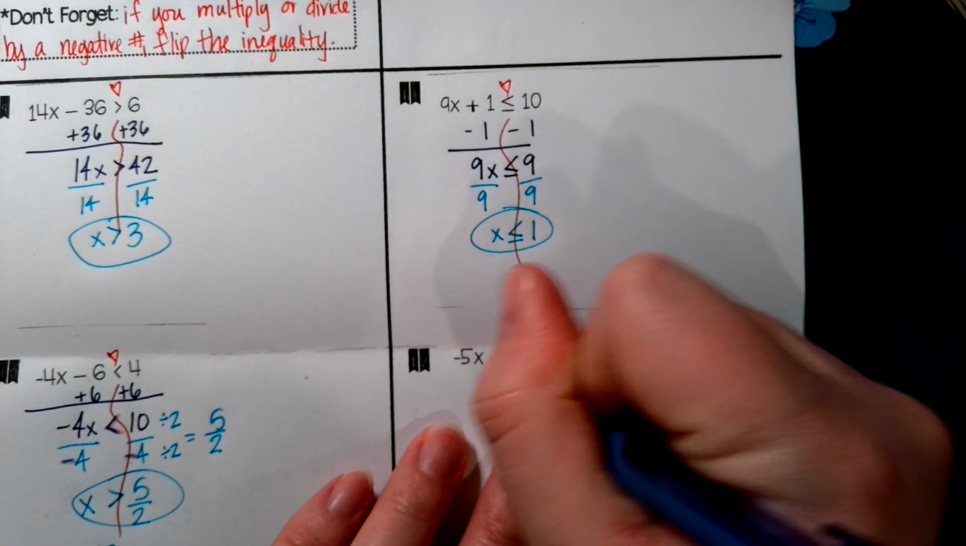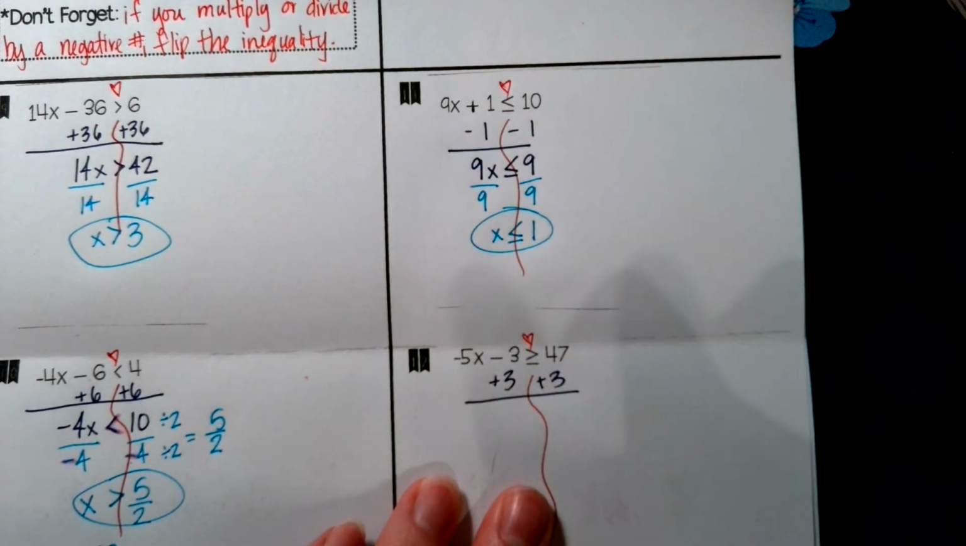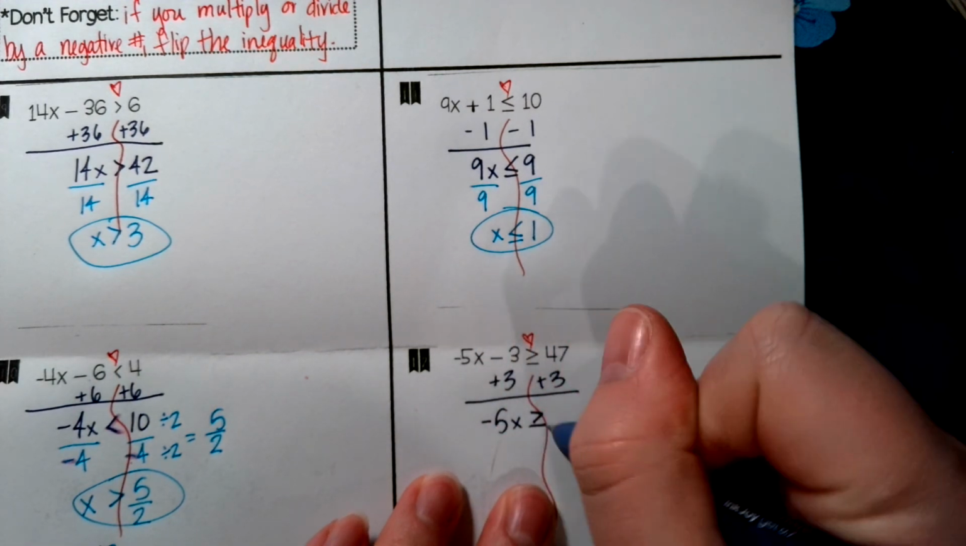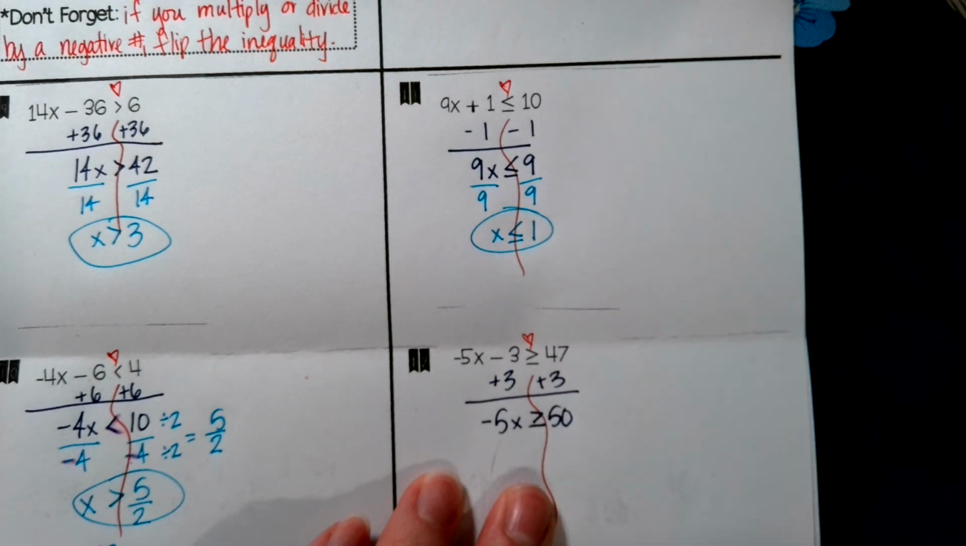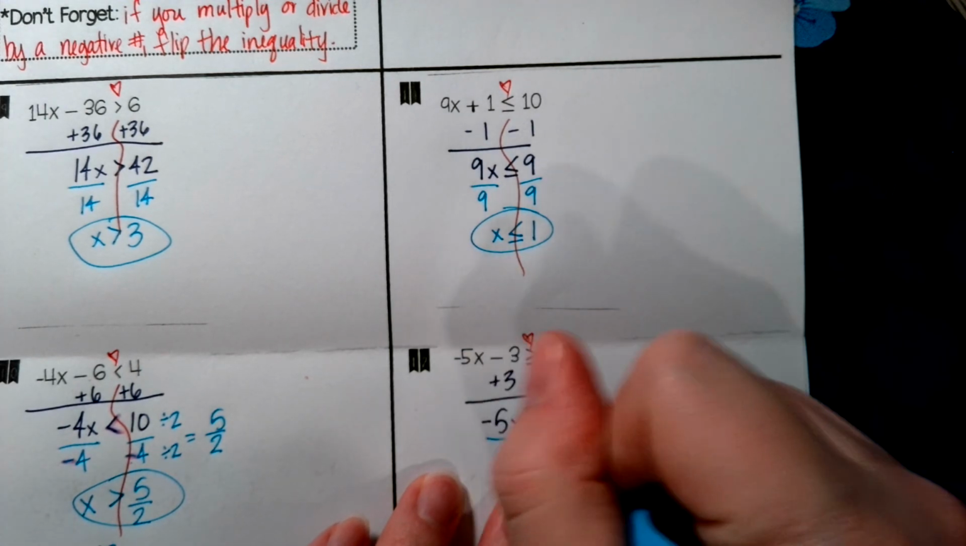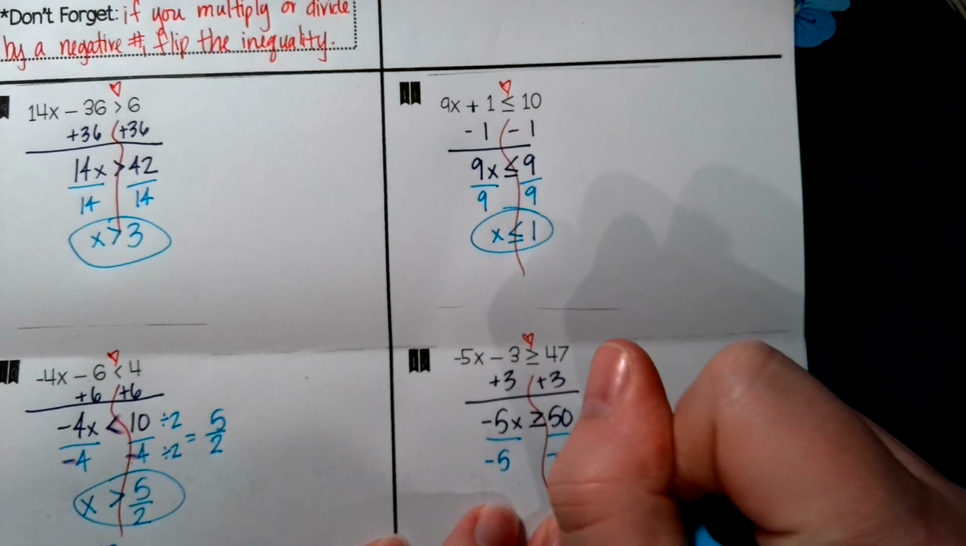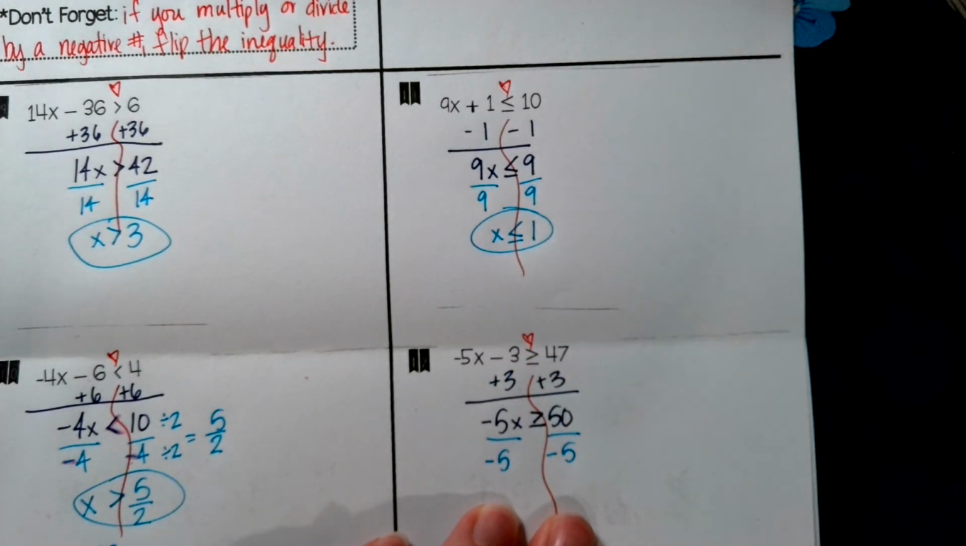Last one, number 12. First thing I have to do, add 3 to both sides. Make sure you're doing those inverse operations. So we get negative 5x is greater than or equal to 50. Then we need to divide both sides by negative 5.